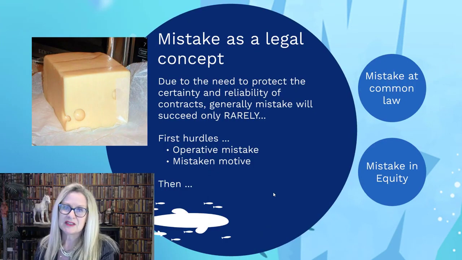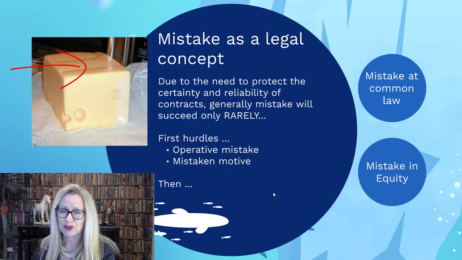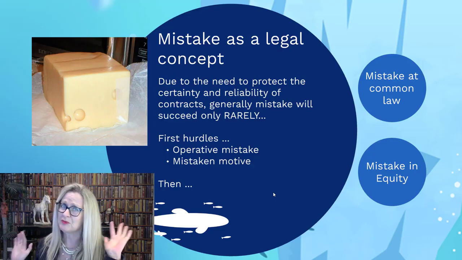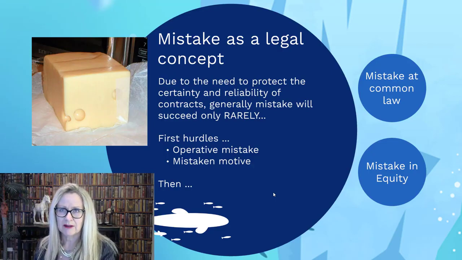So when we're thinking about mistake as a legal concept, why have I got a block of Swiss cheese there? Because the default position will be like the actual Swiss cheese. The blanket answer when you run a case of mistake will usually be, sorry, we can't help you. Obviously, as you can see on the slide there, due to the need to protect the certainty and reliability of contracts, there's a policy view that you can't just back out of a contract by saying, whoops, my mistake. It would throw the whole fabric of contracting and commercial reliability out of kilter.